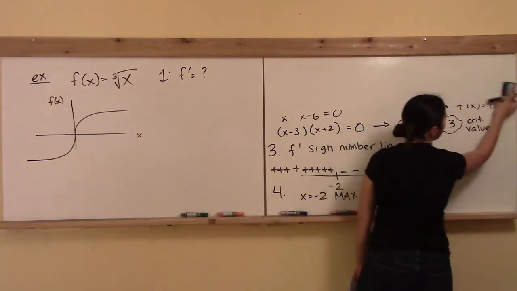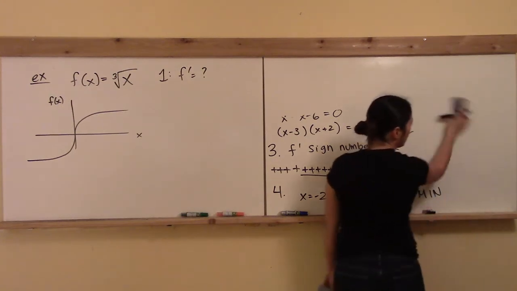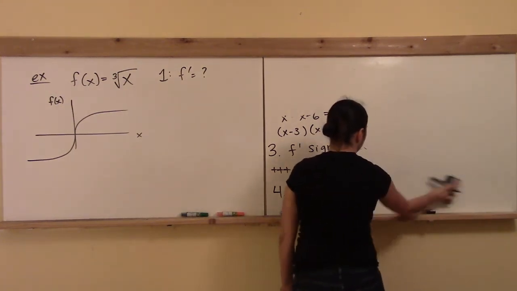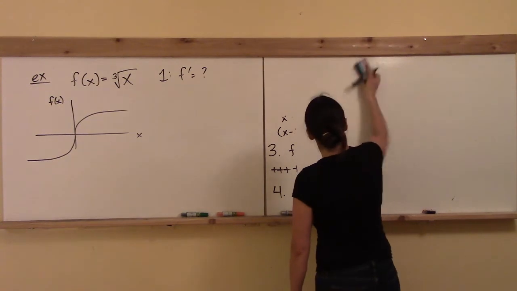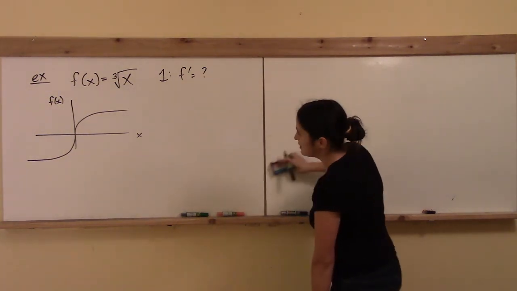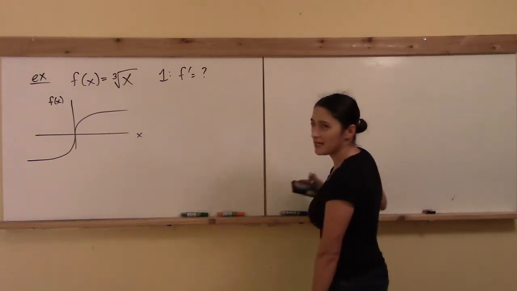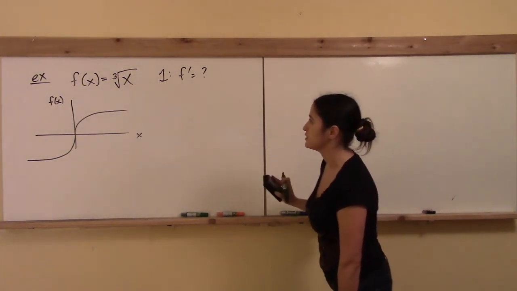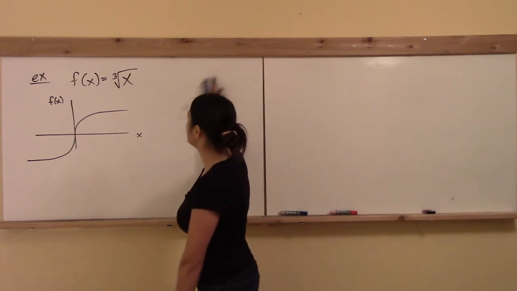Are you thinking about rewriting that function in fractional powers? I hope so, because that was the answer. That was what I'm looking for, and if you weren't thinking that, that's a hint. Take that function, cube root of x, rewrite it in terms of fractional powers. That way step 1's going to be a lot easier.